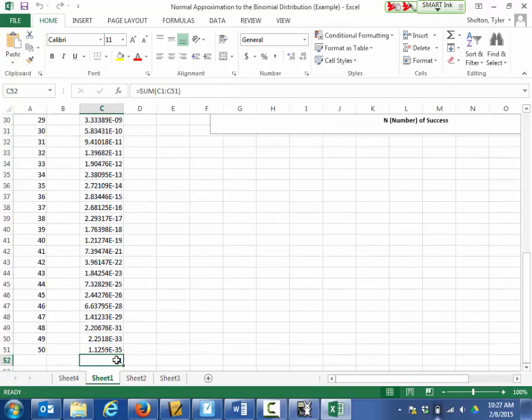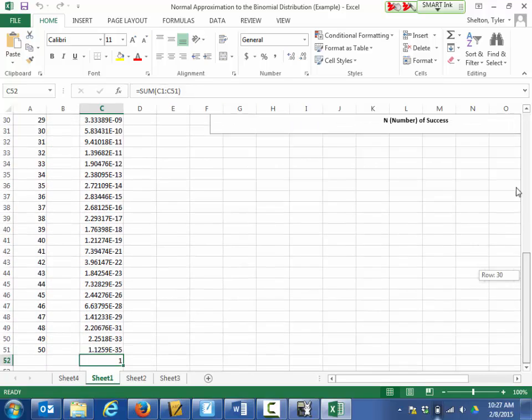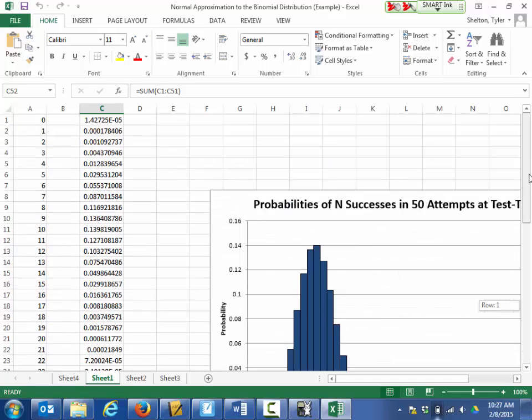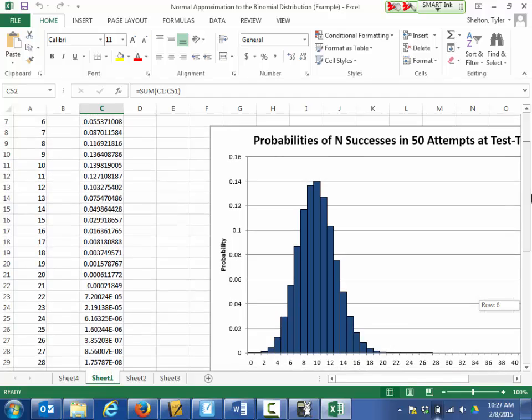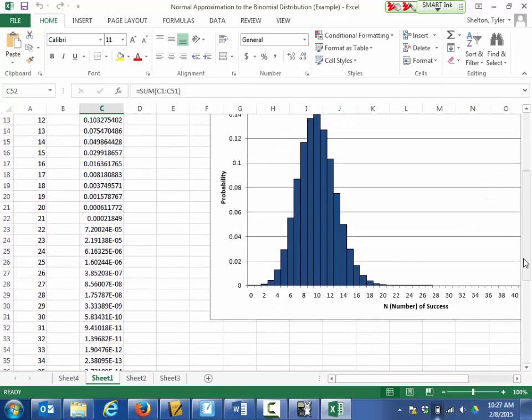Okay? So first of all, I made sure that if you indeed have 50 trials, all these probabilities add up to 1. And so this is the sum from C1 to C51. That is 0 through 50 successes, and sure enough, it adds up to 100%. So that accounts for all the different ways you could see successes in 50 trials.